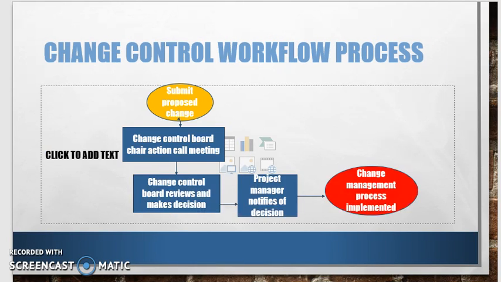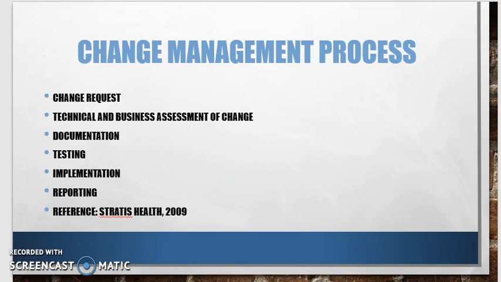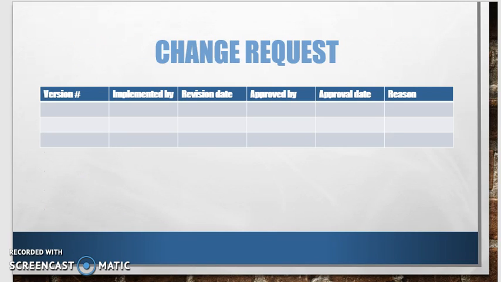So here's that change control workflow process flow sheet I was talking about. You submit the proposed change. The change control board gets it after it's been looked at by the IT department, and they review it, make decisions. The project manager notifies of the decisions, and then the change management process is implemented. And the change management process includes change request, technical and business assessment of the change, documentation, testing, implementation, and reporting.